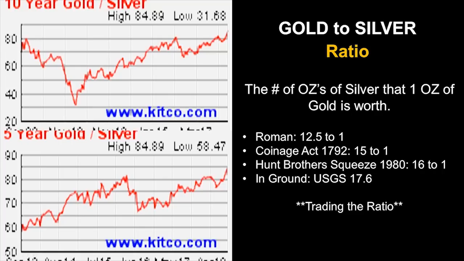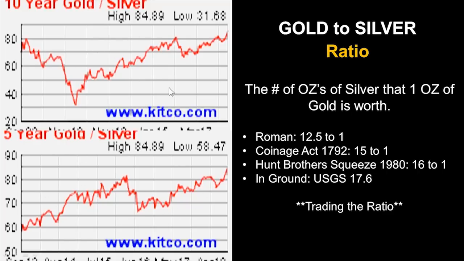And what this basically means is the amount of ounces of silver that 1 ounce of gold is worth or can be traded for, right? So currently, as of today, our gold to silver ratio is 84.89 ounces. That means theoretically, if I traded in 1 ounce of gold, I could get 84.89 ounces of silver back in exchange. So that's for every 1 ounce of gold, how much silver is compared to it. This is the 5-year chart down here, and this is the 10-year chart up here, guys.